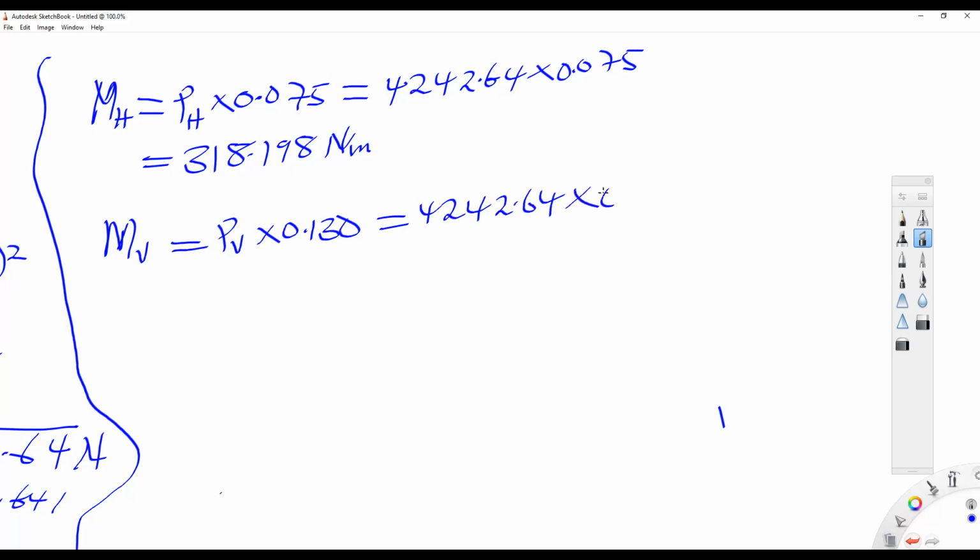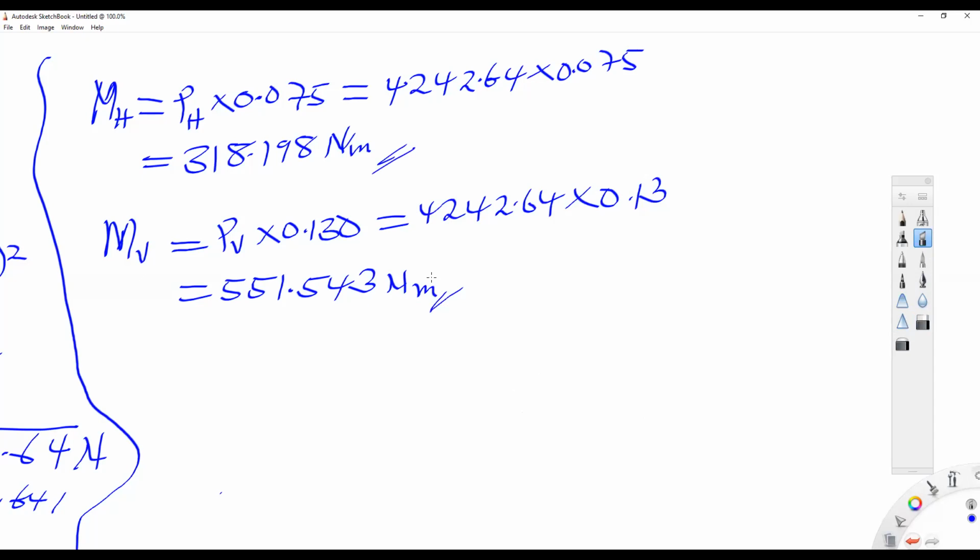So in effect, we have 4242.64 times 0.13. And this will also give us what value? What do you have for that? 541.543 newton meters. Okay. So these are the two bending moments resulting from the horizontal and the vertical components of the force given to us.